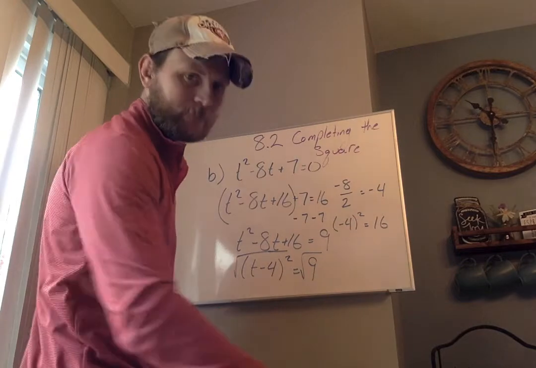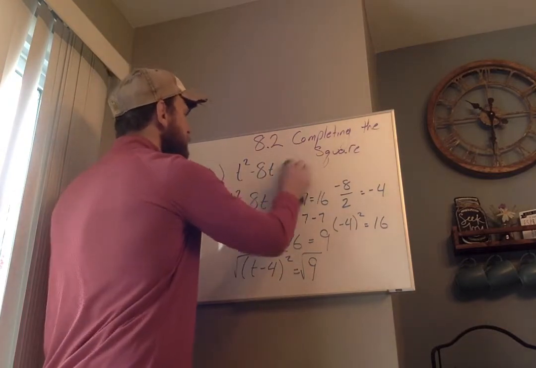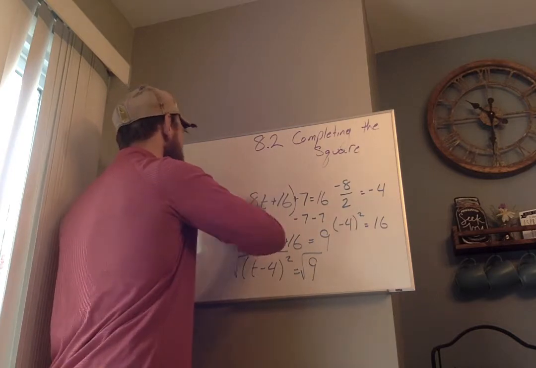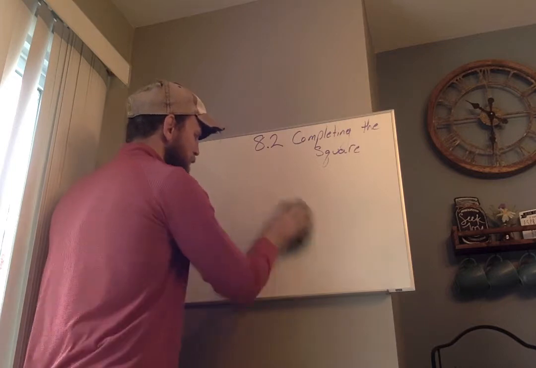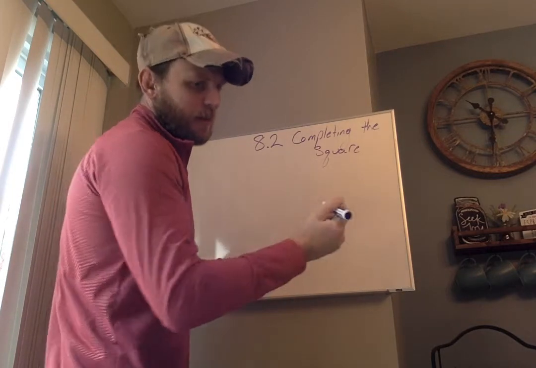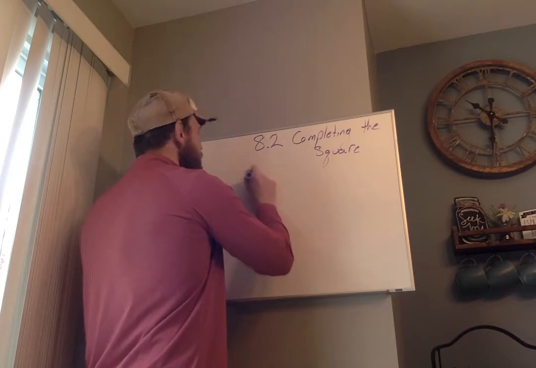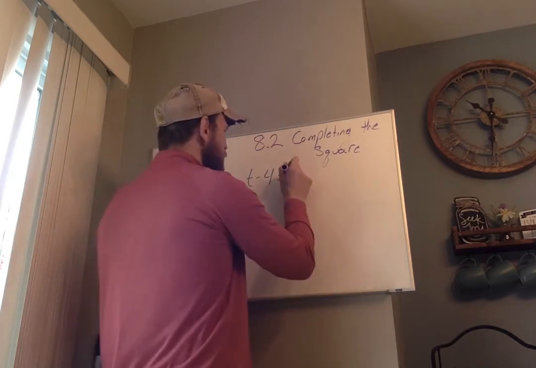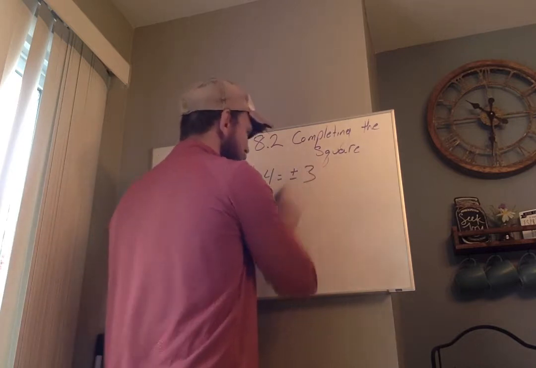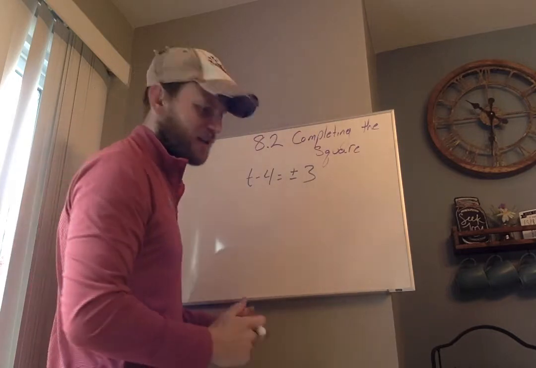Okay? So let me get rid of this. So let me rewrite it. I had t minus 4 equals, I had the square root of 9. Well, that's 3, so it's plus or minus 3. Okay? So this is the step after what I just had.